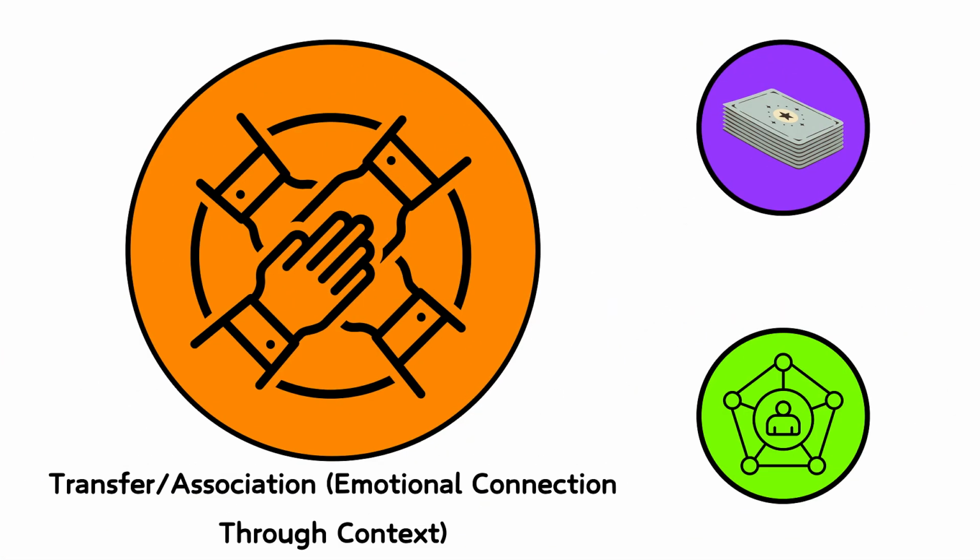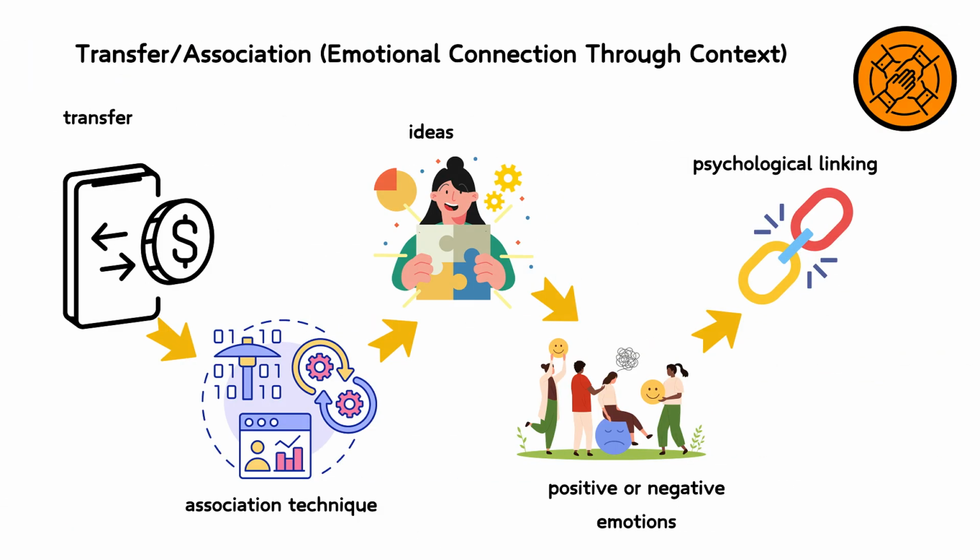Transfer association, emotional connection through context. The transfer or association technique represents a subtle but powerful method of propaganda that works by connecting ideas, products, or people with already established positive or negative emotions and values. This technique operates through psychological linking, where the emotional response to one thing is transferred to another through deliberate association.